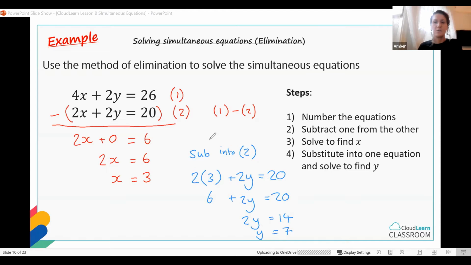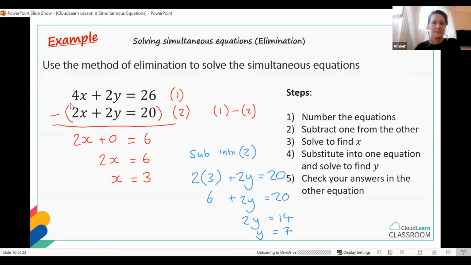So now we've found out what y is, okay? So now we've actually solved this problem. We know that x is 3 and we know that y is 7. And I always do say one thing that's really nice about simultaneous equations when you're in a GCSE exam is that you can actually check your work.